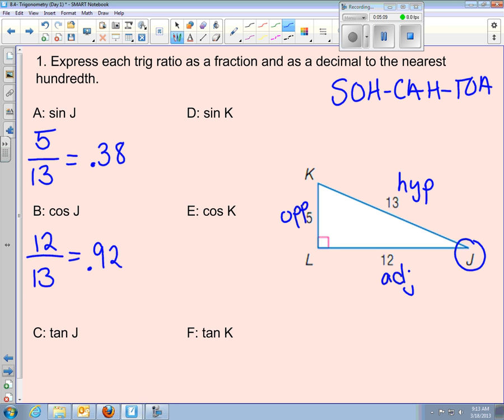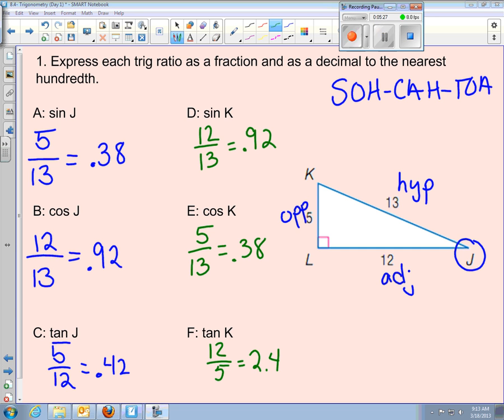Then lastly, we have our tangent, which is our opposite over our adjacent. So 5 over 12. Again, take that 5, divide by 12, and we get 0.42 when we round it to the nearest hundredth. Go ahead, pause the video now, and try out D, E, and F. All right, there I have the answers for you.